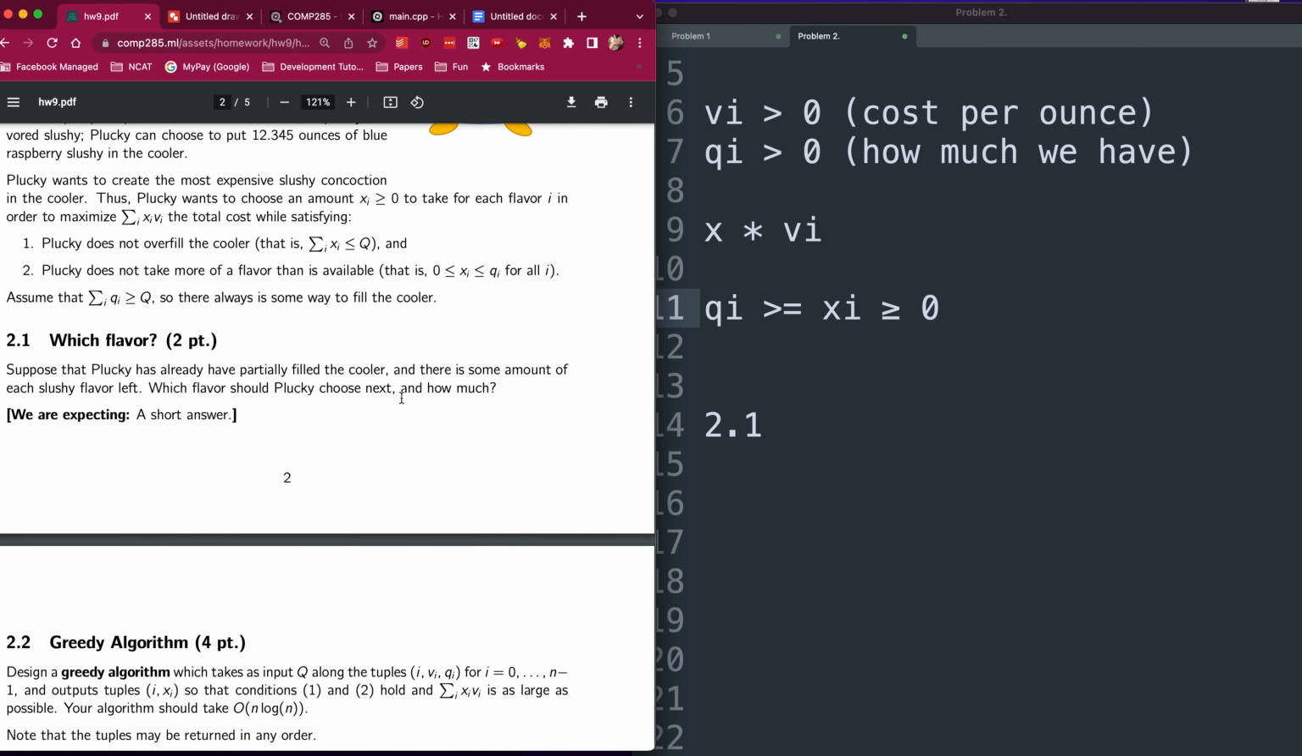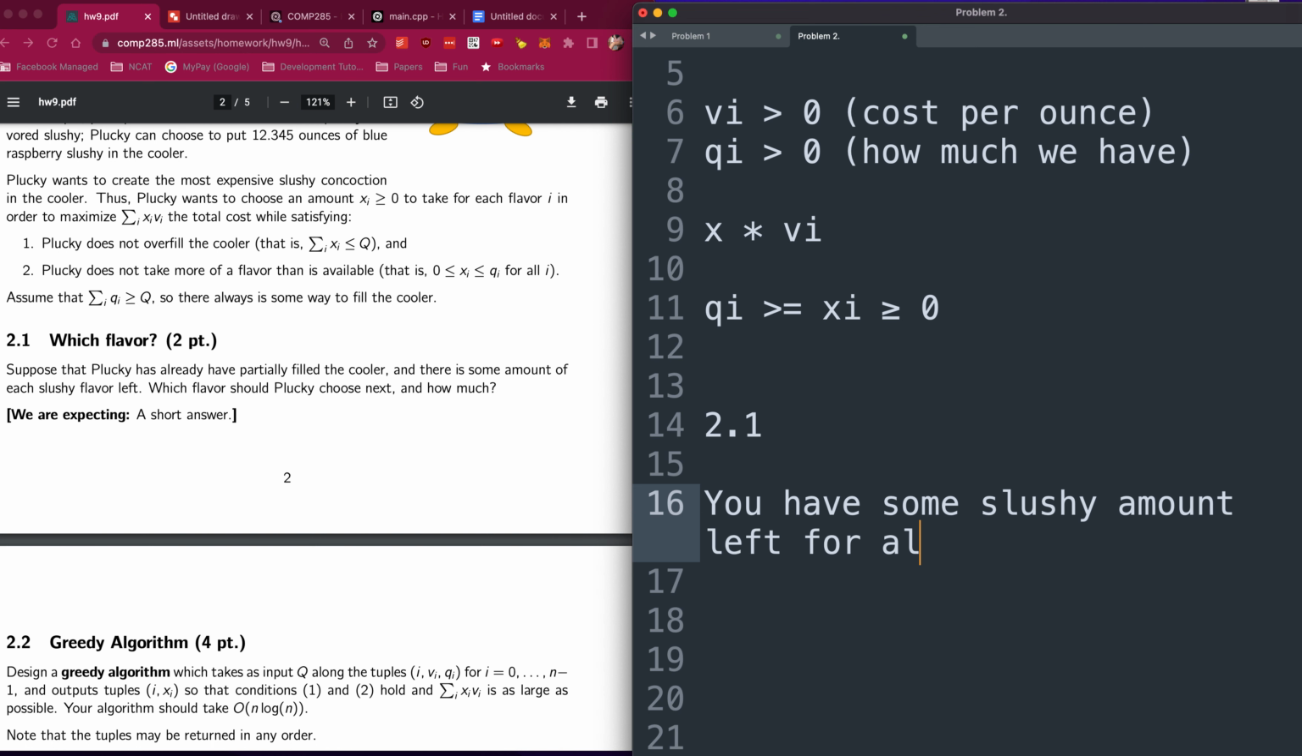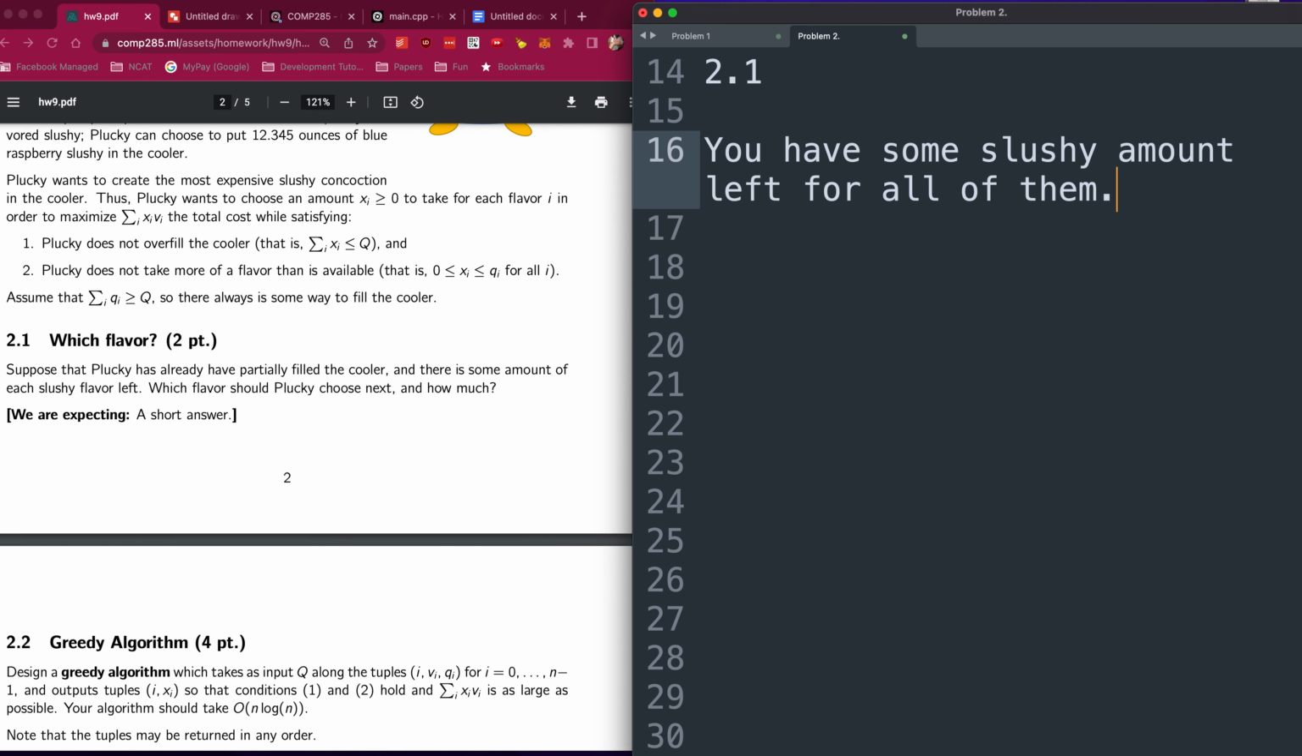So suppose Plucky has already filled in the cooler with some stuff. Okay. And there's some amount of each slushy left. Which flavor should he pick next? Like, which flavor and how much should he take next? Right. And basically, this is going to be a greedy algorithm. So we're just looking here for a short answer. So I encourage you to pause and think about it. Which flavor would you take next, and how much of that flavor would you take?